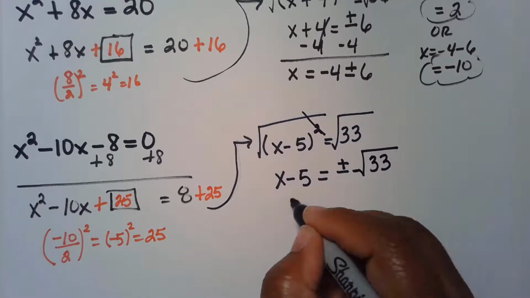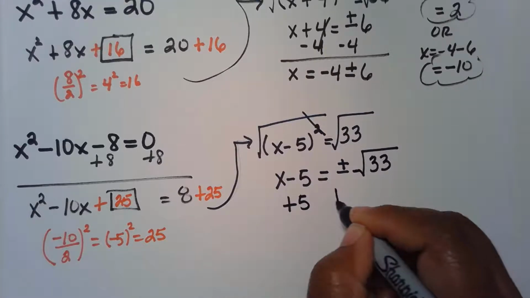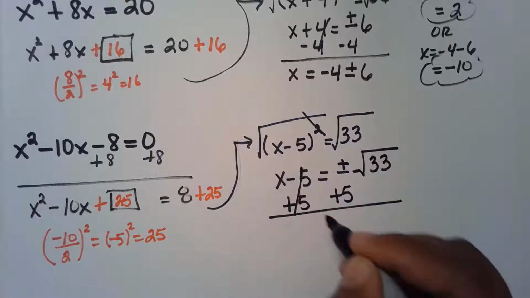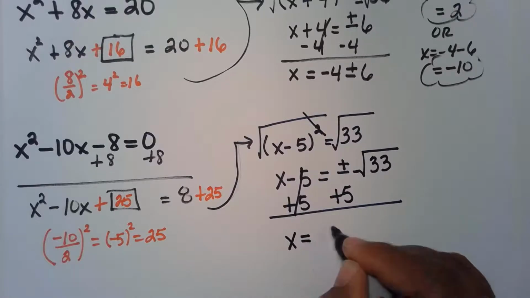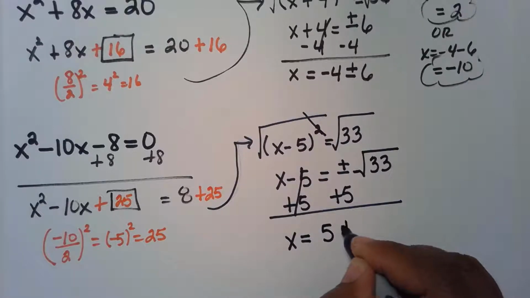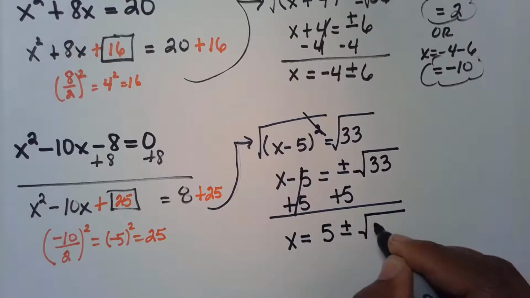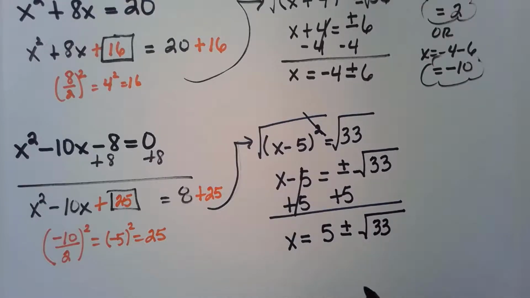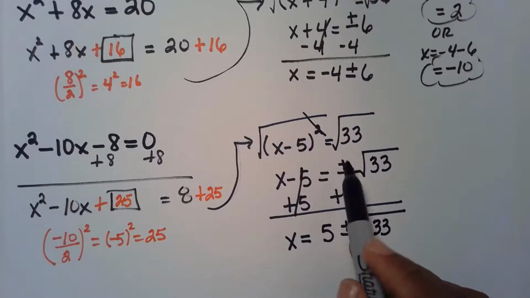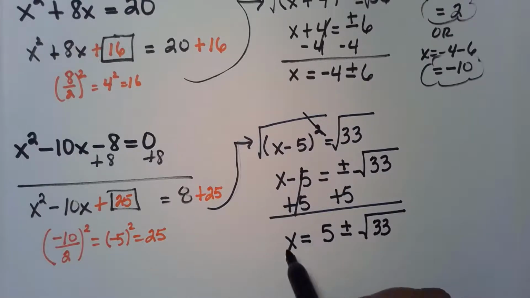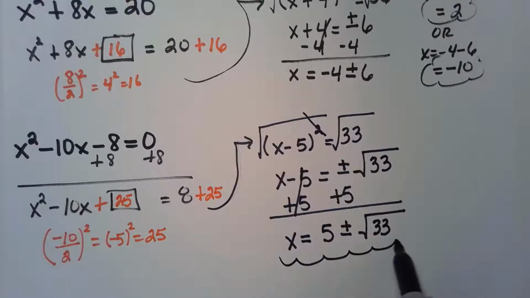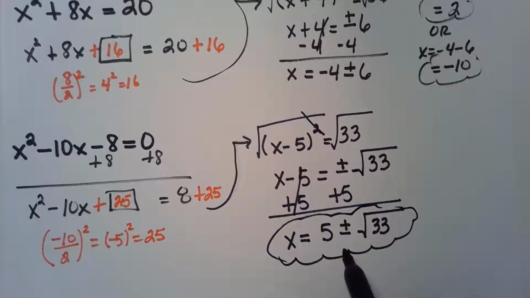In solving for x, we're going to add 5 to both sides, and we have x is equal to 5 plus or minus the square root of 33. Whenever you bring a number over, especially as it relates to the plus or minus, you want to write the number in front of the plus minus symbol, not after or even after the radical. So we're finished.